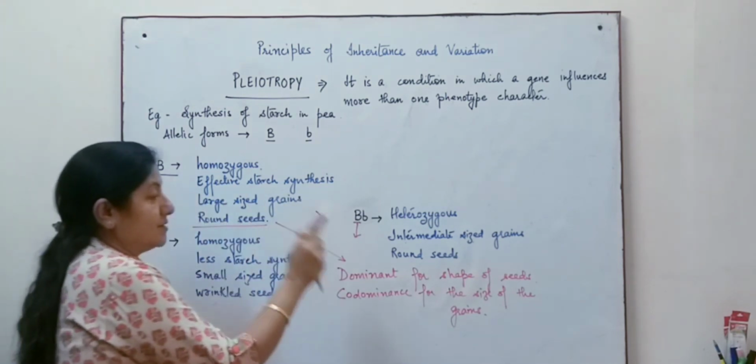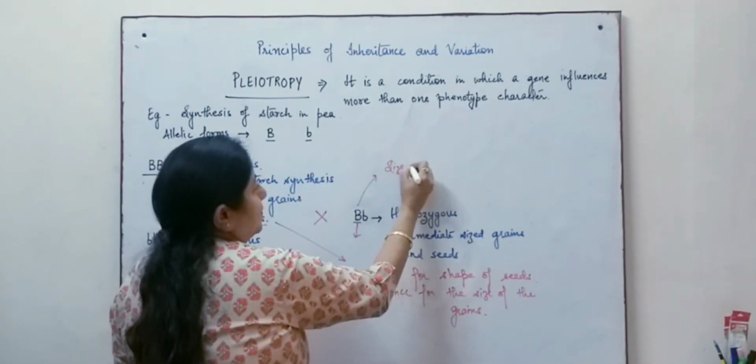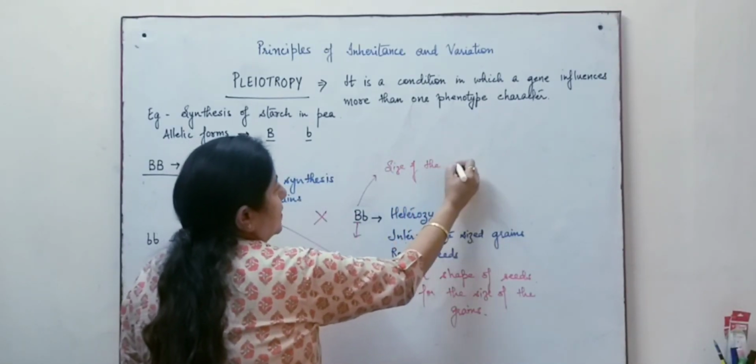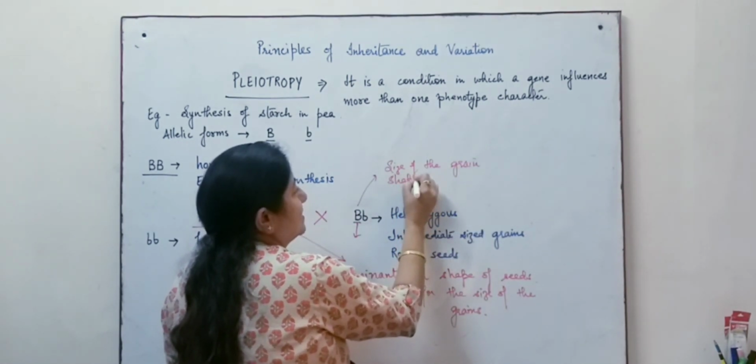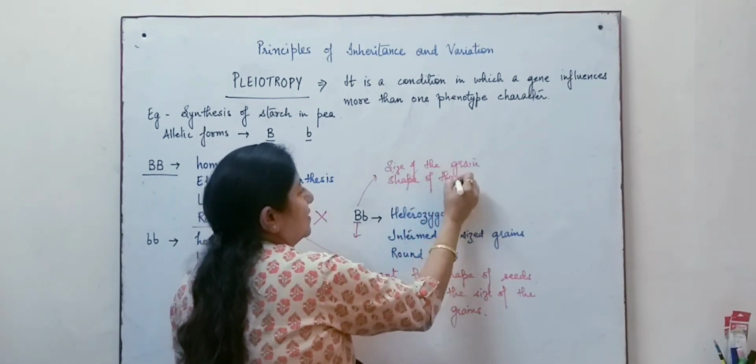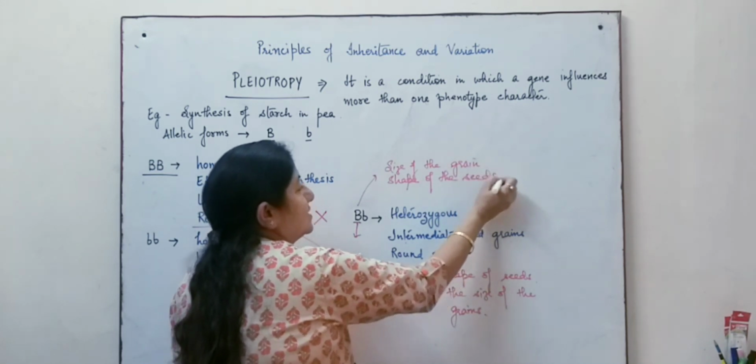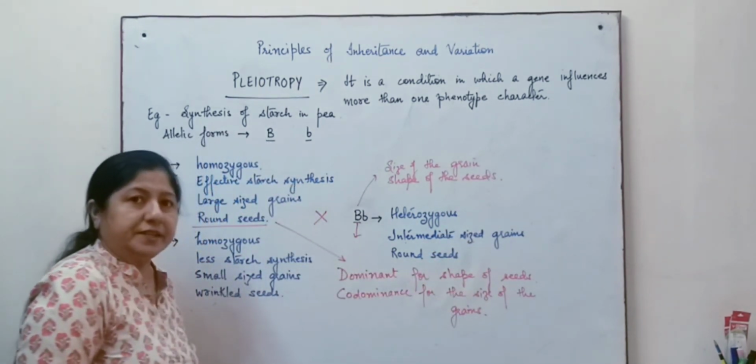So this gene B is showing pleiotropy, where it is regulating more than one phenotype character, that is the size of the grain and also the shape of the seed. So this is another type of inheritance pattern.